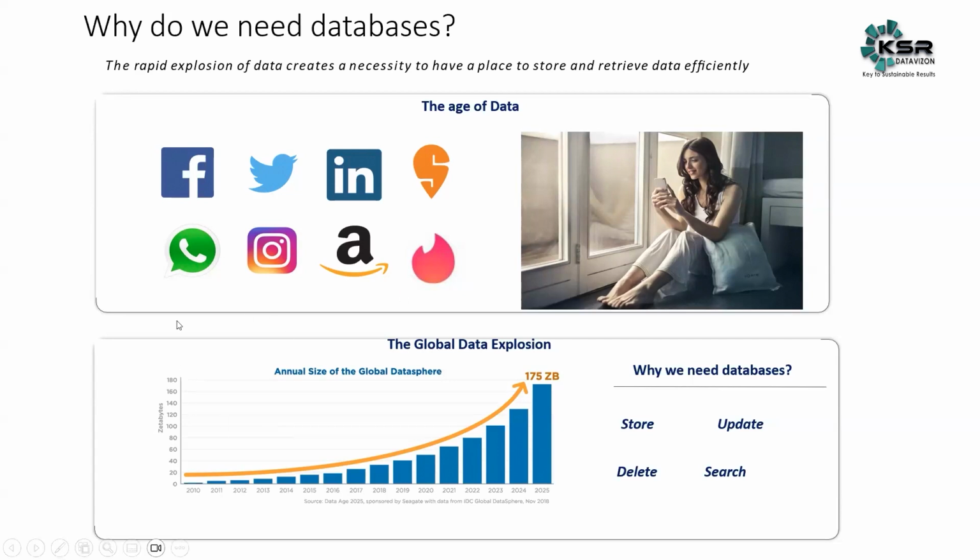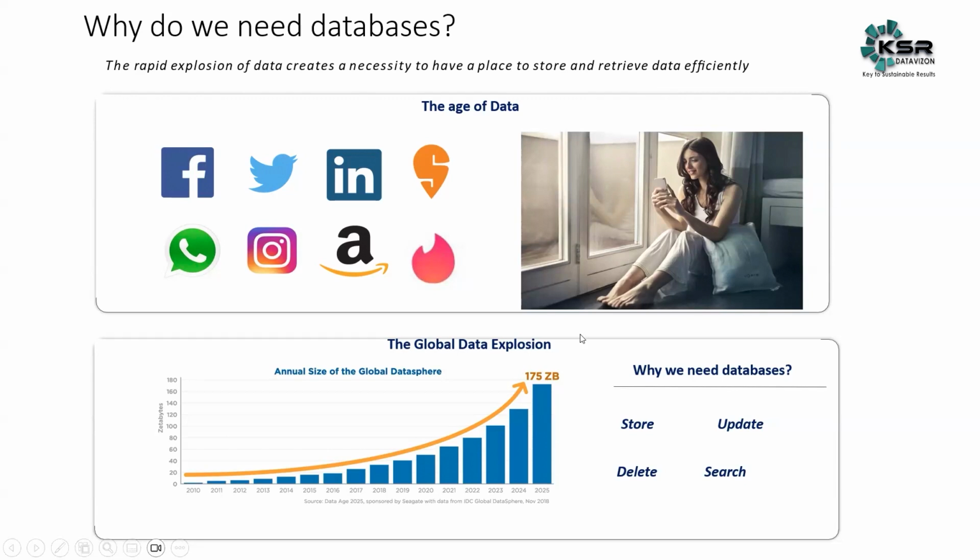So, as I said, this was the data being generated. I tried to get the latest data also, but could not get it. Everywhere on the internet, this is the data I can find. 2025 is the maximum, 175 gigabytes they're predicting, and it is absolutely reaching that value. Even more also. The rapid explosion of data creates the necessity to store and retrieve data effectively.